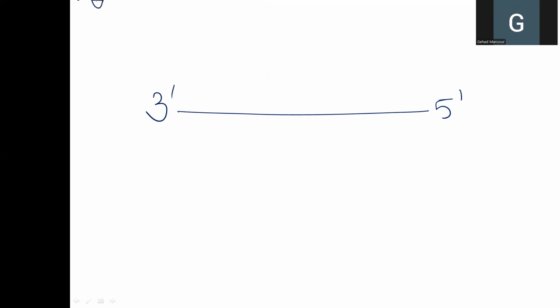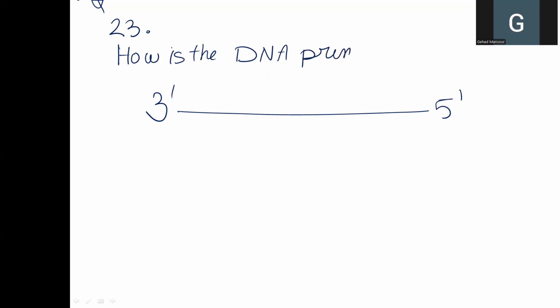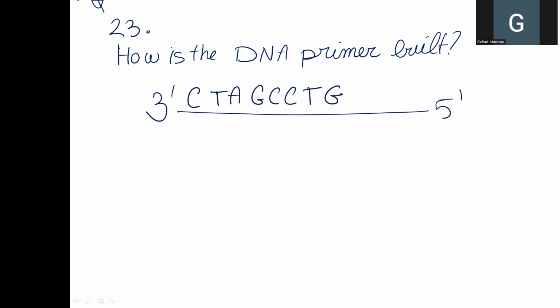So question number 23 is, how is the DNA primer built? So if you have a sequence like this where you have C, T, A, G, C, C, T, G, C, A, T, C, C, for example, then the primer will be built in the middle.